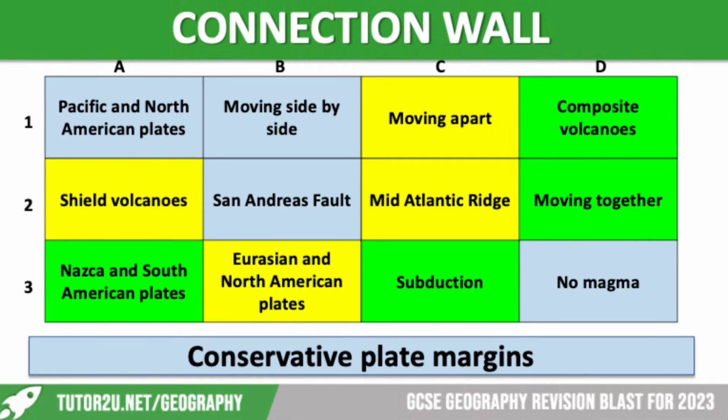So by process of elimination, we've got our conservative plate margins that move side by side. For example, the Pacific and North American plates. We've got the San Andreas fault that we've mentioned already, and they don't have any magma. That's why you don't have volcanoes along them.